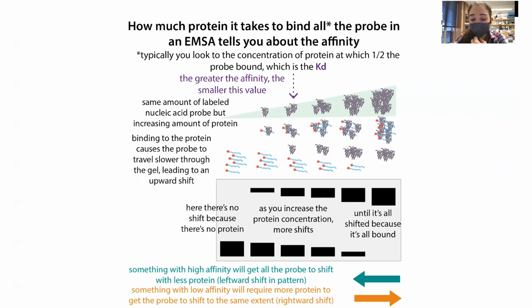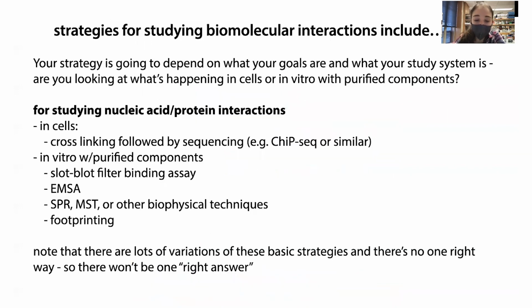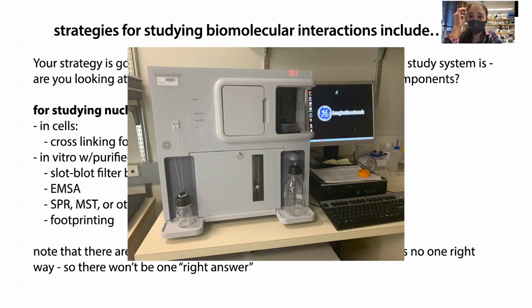So this is telling you about the thermodynamic properties. It's telling you about the KD, about the affinity. And it's doing it at equilibrium. There are also techniques like SPR or MST. So SPR, surface plasmon resonance.